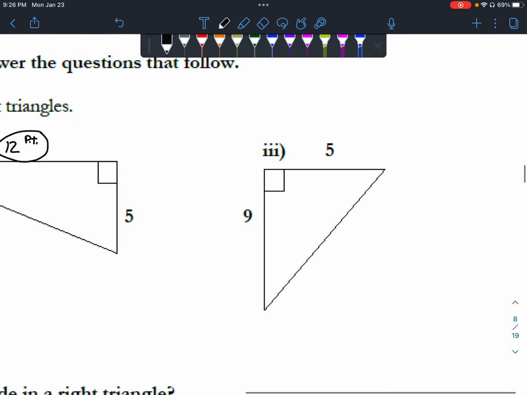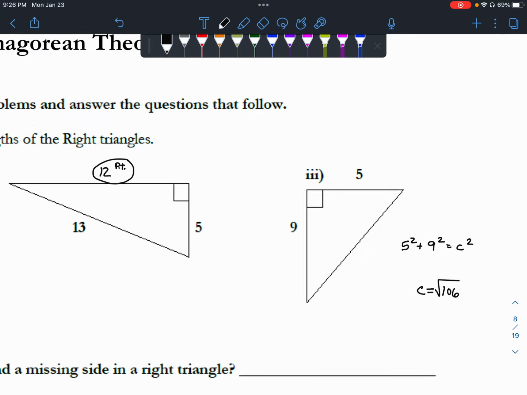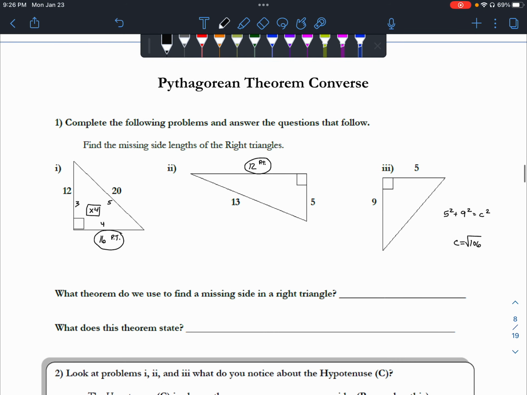And this next example, unfortunately, we don't have a Pythagorean triple with a 5 and a 9. You would have to do old school 5 squared plus 9 squared equals c squared. Solve that problem. I do believe you should get a c value that is the square root of 106 for that. This whole entire process that we've been doing is called the Pythagorean theorem.